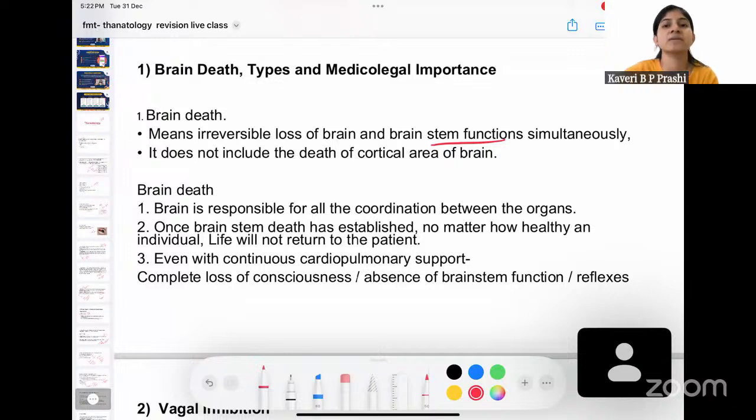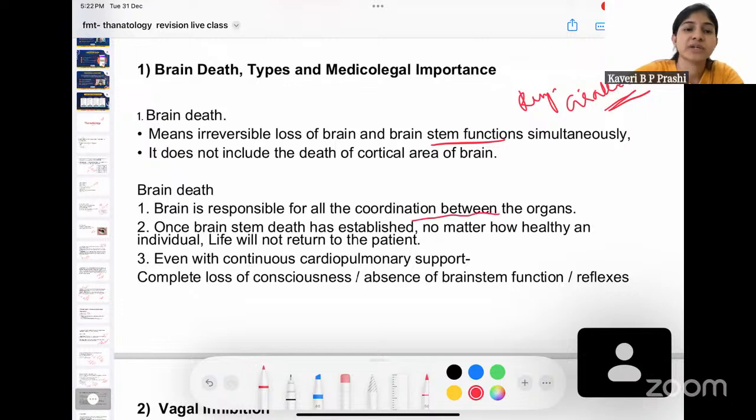What are the brainstem functions? Initiation of respiration, initiation of circulation. So all these centers are present in the brainstem. So when these also stop, it is called brain death. The brain is responsible for all the coordination between the organs. Once brainstem death has been established, no matter how healthy an individual looks, life will not return to the patient.